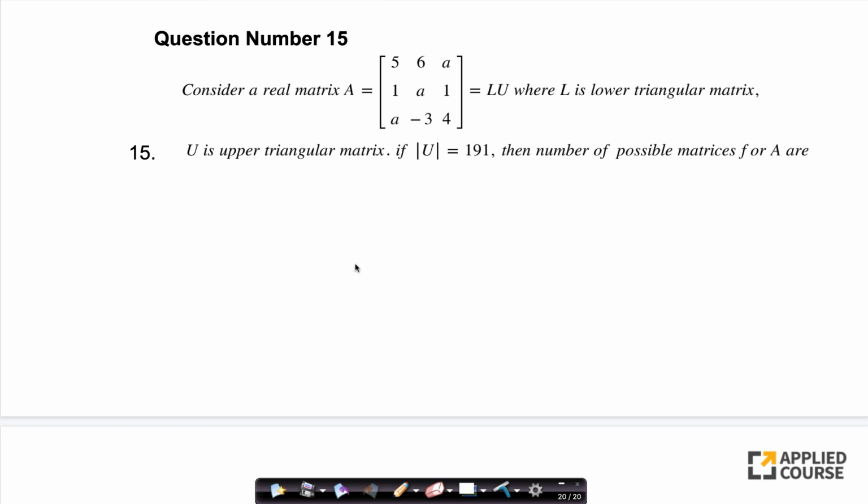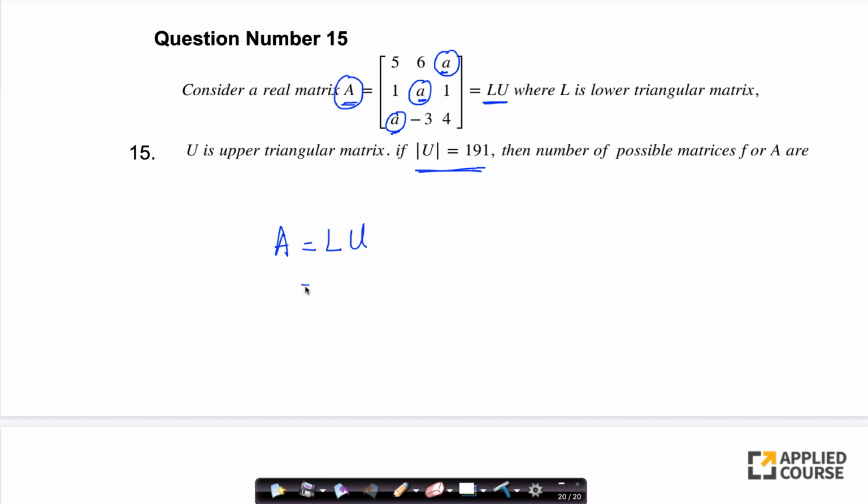The next question says, consider a real matrix A. So all the values have to be real, and you have this A here, A here, A here. Rest of the values are given to you. And you're decomposing this matrix A into a product of 2 matrices L and U, where L is the lower triangular matrix, U is the upper triangular matrix, and det of U equals 191. Then what are the possible matrices for A? Basically, if you know all the possible values of A, then you can say how many possible matrices A are possible.